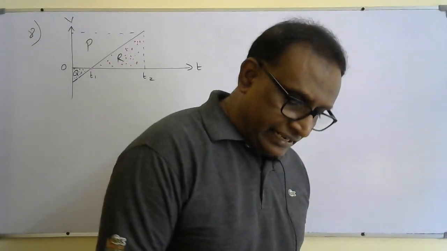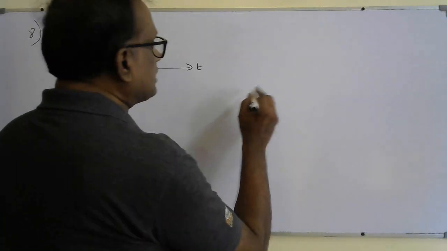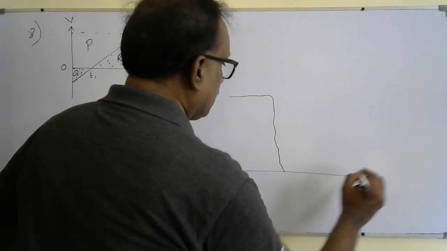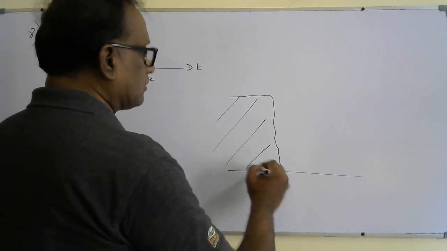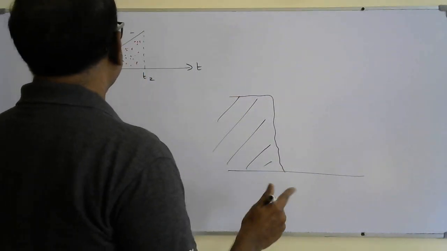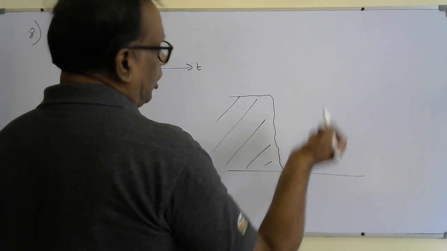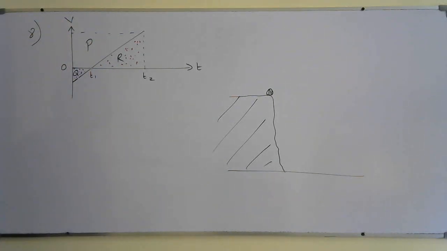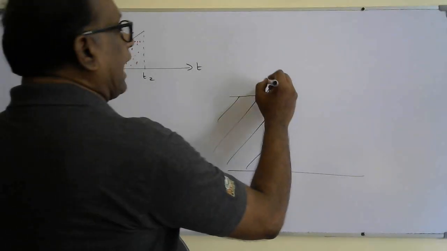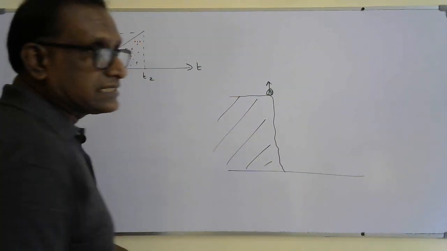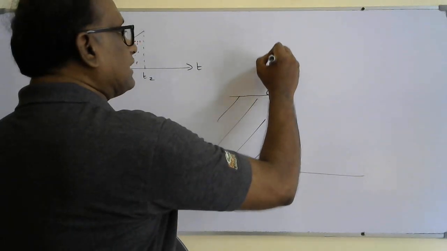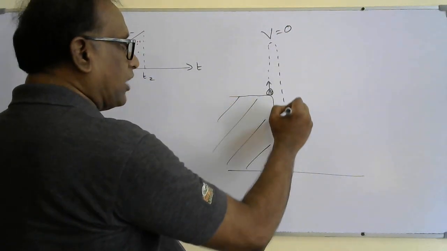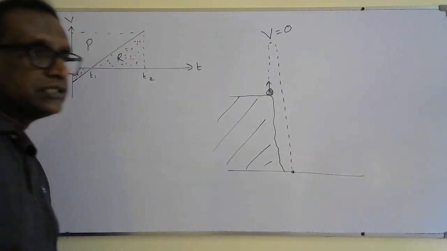For the same graph, I can give another example. Imagine a ball is thrown from the edge of a cliff. Maybe this is the cliff. The height of the cliff, we can take it as R, or whatever it is. A ball is thrown from the edge of the cliff at a particular velocity in the upward direction. It moves upward, reaches the highest point where the velocity becomes 0, then it moves downwards to the ground.